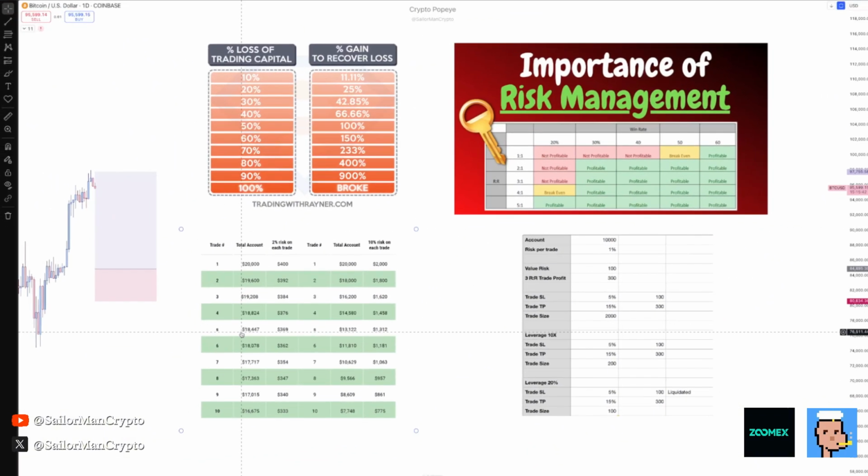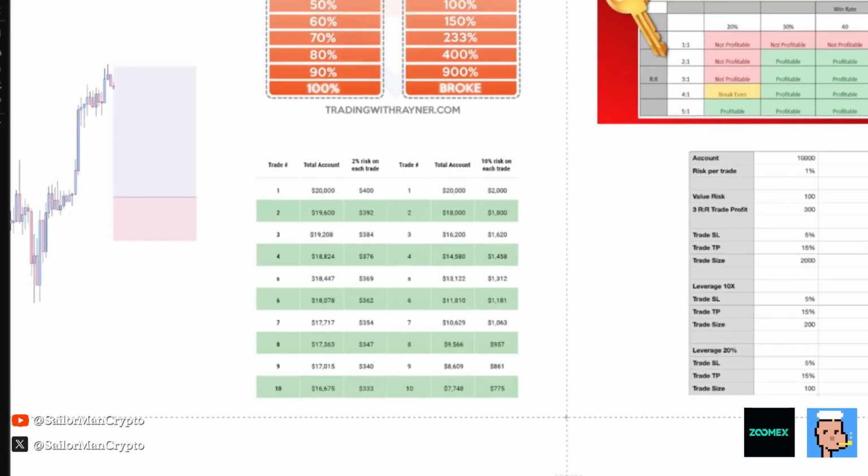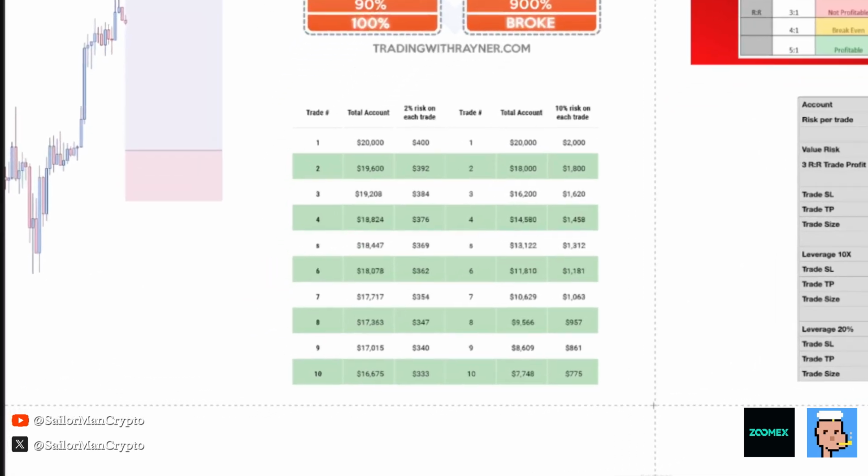This is another important chart table to understand: what changes whenever you risk 2% on a single trade or you risk 10% on a single trade. If you see here, the starting balance is in both cases 20K. If you risk 2% on every trade, you can lose 10 consecutive trades, and at the end you will have $16,000. Even if you lost 10 consecutive trades, thanks to the fact that you have been risking only 2% on each trade, you end up with a $16,000 account.